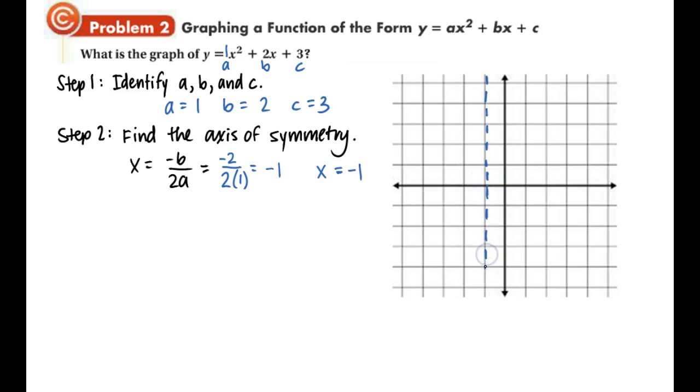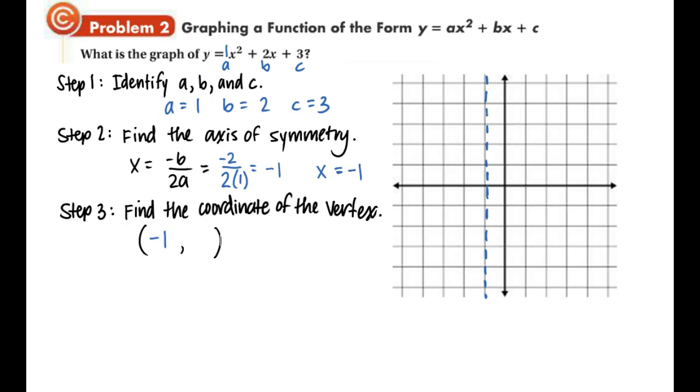Remember, the axis of symmetry is where the parabola can be mirrored or reflected to get the exact same thing on the other side. And we're drawing it as a dashed line because it is not actually part of the parabola itself, it's just to help us reflect in the end. Now what we want to do is find the coordinate of the vertex.